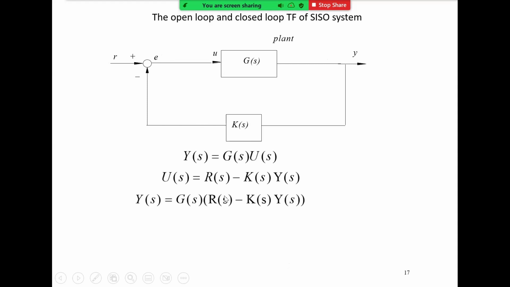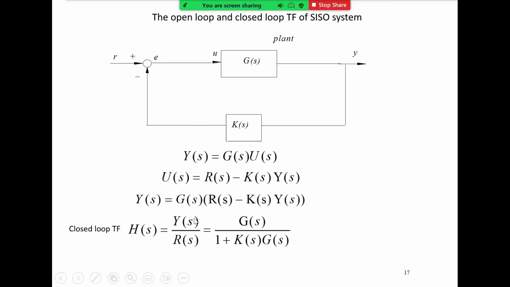So therefore, let's plug it in. So it's G times R minus KY. From this one, we get the closed loop transfer function, the H, the Y over R, right, is this one. And this is what we have learned when you were undergraduate. And also, this is the basic configuration for a feedback system for negative feedback. If you have a loop like this, this is the formula.